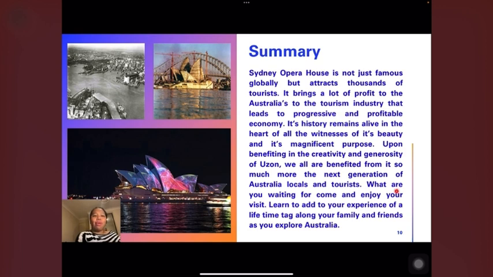What are we waiting for? Come, enjoy your visit. Bring your family. Add to your experience of a lifetime. Tag along your family and friends as you explore Australia and the Sydney Opera House.